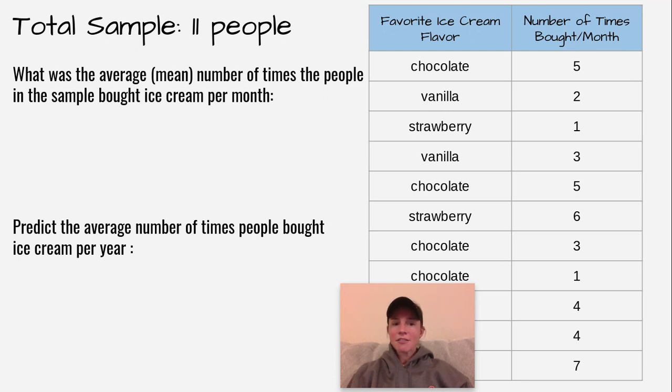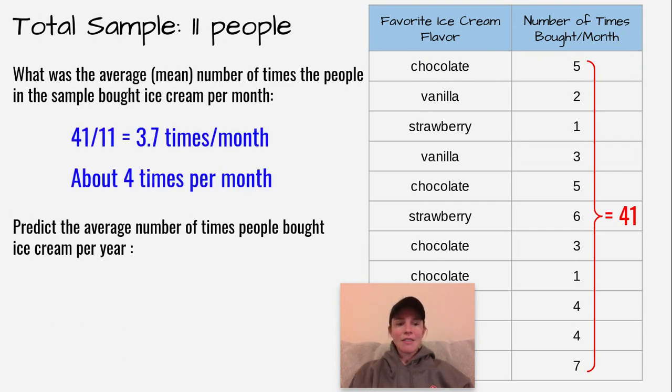Now remember, average, also known as your mean, which we'll talk about eventually, I would add up all of my numbers over here. So I would add up 5 plus 2 plus 1, add them all up, and that would give me a total of 41. Okay, so to find the average, I take 41 out of 11, which gives me about 3.7 times per month, or about 4 times per month.